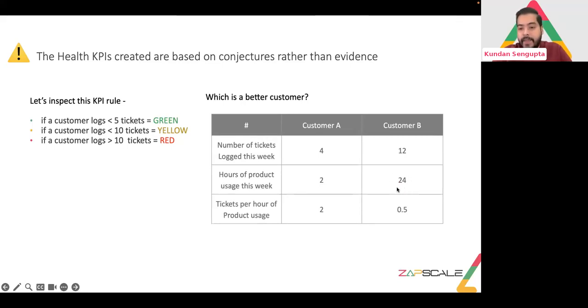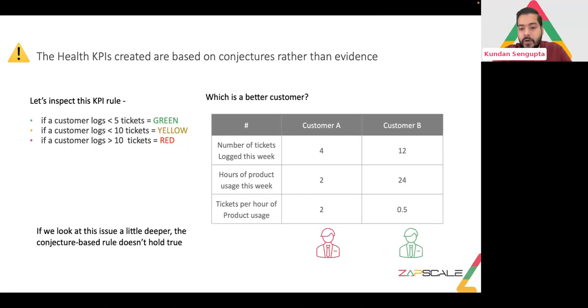Now compare the number of tickets that these customers have raised per hour. Customer B has only raised half a ticket per hour. Customer A has raised 4 times that, 2 tickets per hour. So now, when we look at the deeper picture, you are sure that customer A is the customer that you might want to focus on, because per unit hour of usage, every time they're trying to go and use the product, every hour they're using the product, they're raising 2 tickets. Whereas compare that with customer B, they're raising 4 times fewer tickets per hour of usage as compared to customer A.